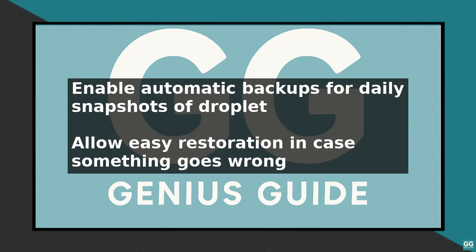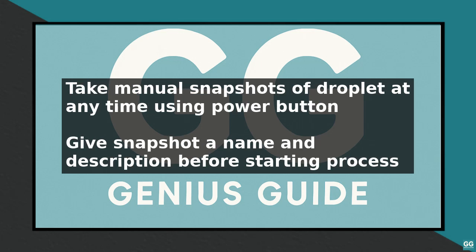In addition to automatic and manual snapshots, DigitalOcean also offers the option to schedule backups using their API. This can be useful if you need more fine-grained control over your backup schedule. To use the API, you will need to generate a token and then use a tool like curl to send a request to the DigitalOcean API.